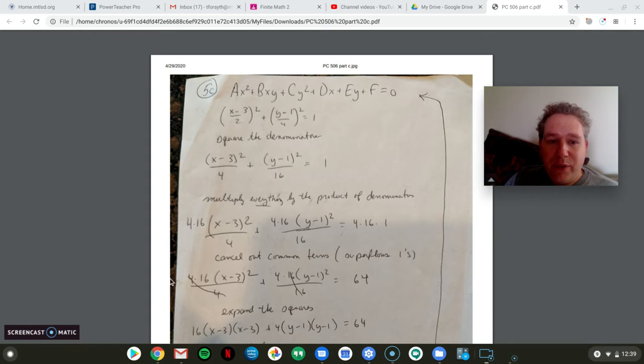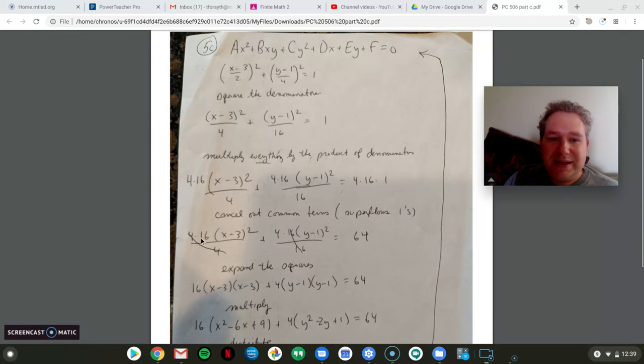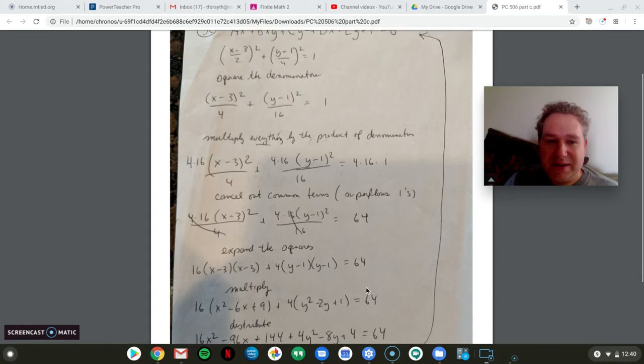So the 4s can cancel out here, goodbye to this denominator. The 16s can cancel out here, goodbye to that denominator. And you're left with just 16 times (x minus 3) squared plus 4 times (y minus 1) squared equals 64. And then to continue on with this, all that I want you to do is to expand this square and this square. So you have 16 times (x minus 3) times (x minus 3) plus 4 times (y minus 1) times (y minus 1) still equaling 64.